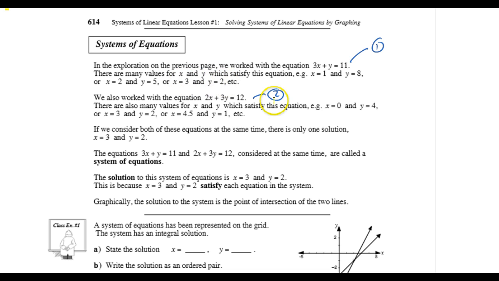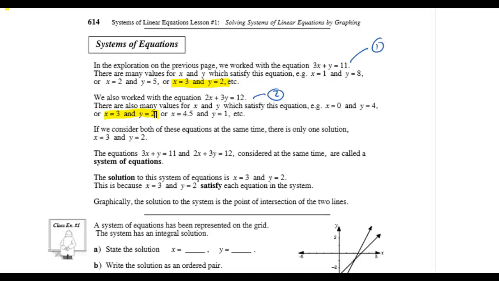Now this second equation is going to have different solutions. When x is 0, y is 4. When x is 3, y is 2. When x is 4.5, y is 1, and so on. Again, you can have an infinite number of solutions. However, there's only one solution that's going to work for both of those equations, and that is this combination here. When x equals 3, y equals 2 will work for both of the equations, and that is the only set of coordinates that is unique in that way.